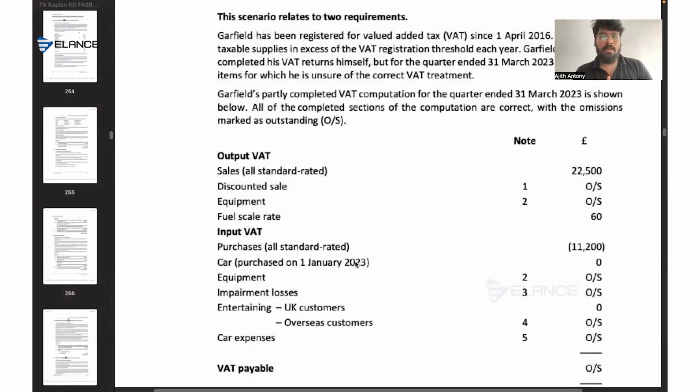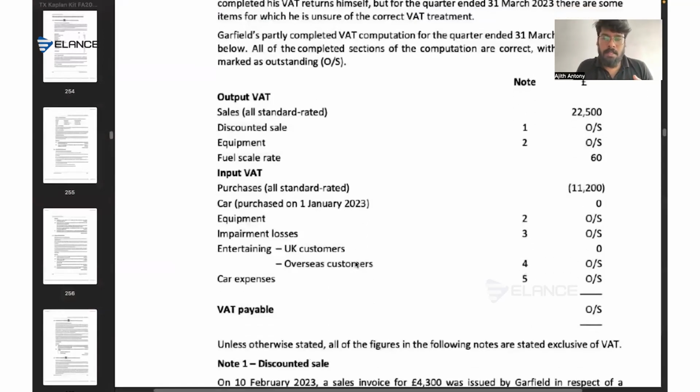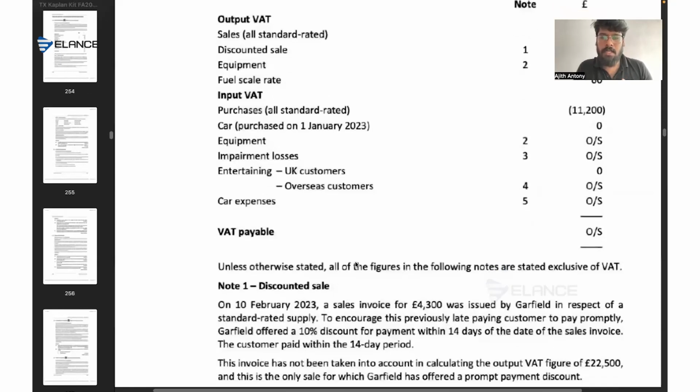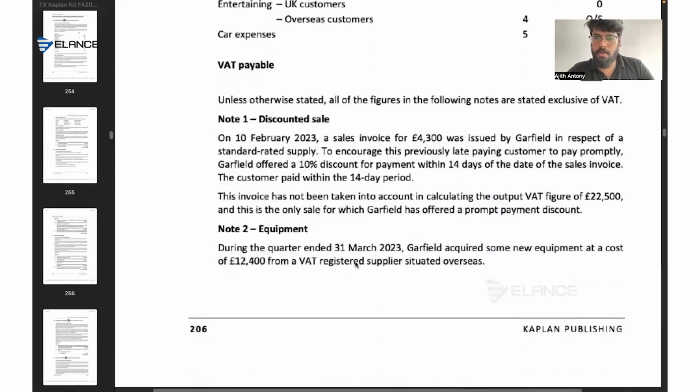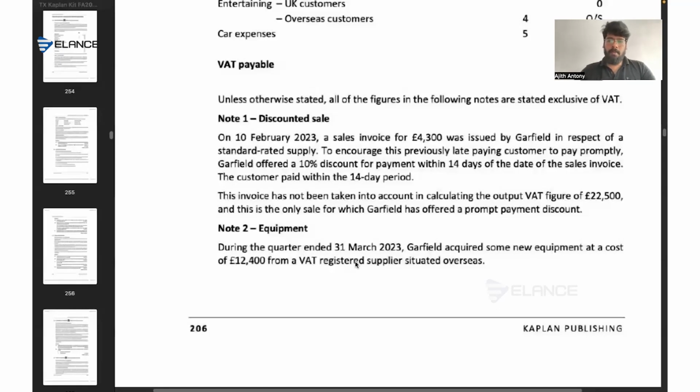And the next one is discounted sales. They have mentioned something related with the discounted sales under note 1. Let us go through note 1. On 10th of February 2023, a sales invoice for 4,300 was issued by Garfield in respect of a standard rated supply. To encourage this previously late paying customer to pay promptly, Garfield offered a 10% discount for payment within 14 days of the date of the sales invoice. The customer paid within the 14-day period.